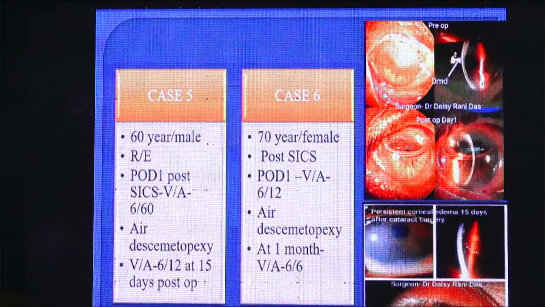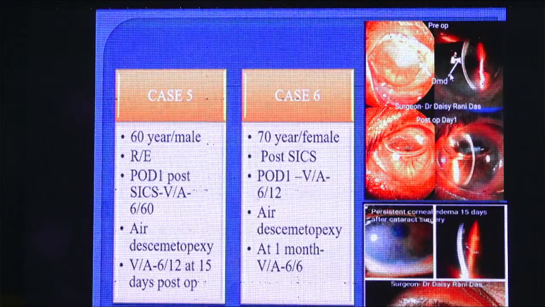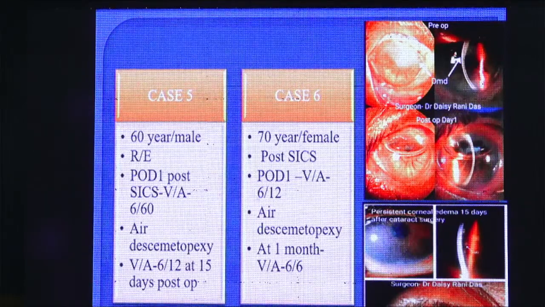Case 5 presented to us was a 60-year-old male. Right eye POD1 vision post-SICS was 6/60. For him, air descemetopexy was done, and his vision was 6/12 at 15 days post-op. Case 6 was a 70-year-old female, post-SICS POD1 vision was 6/12. For her also, air descemetopexy was done.